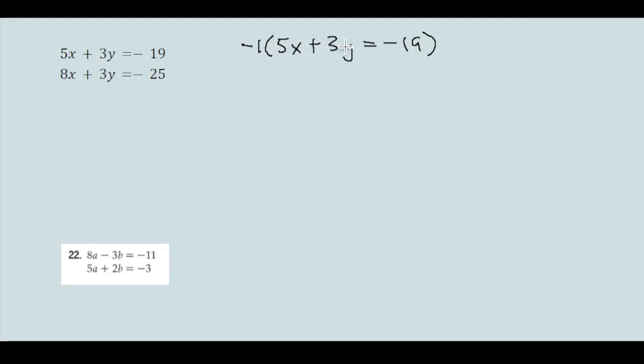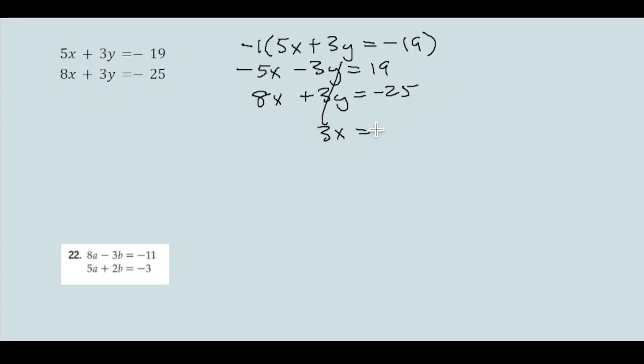When I do that, I get negative 5x minus 3y is equal to positive 19. Everything just changed signs. That's all we did. We took the inverse of that. Then you add that to 8x plus 3y equals negative 25. This is not bad. We've got positive 8, negative 5, so you get 3x. The y's cancel, and then you get negative 6.